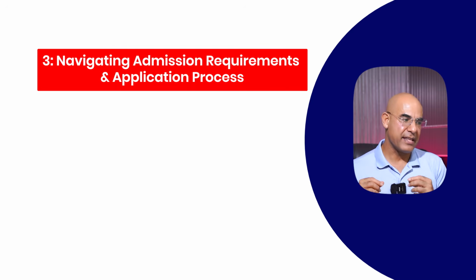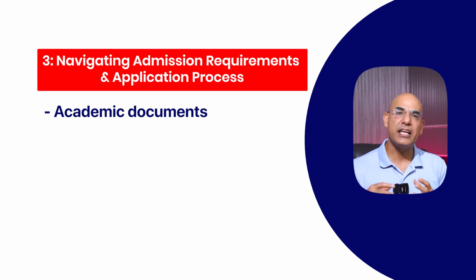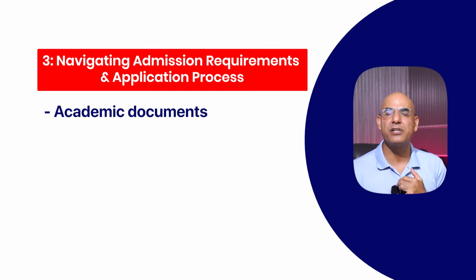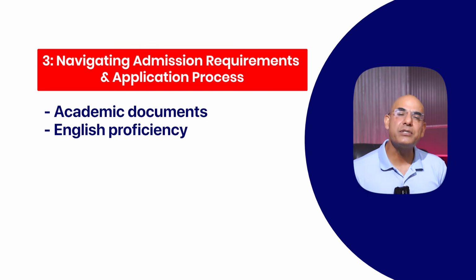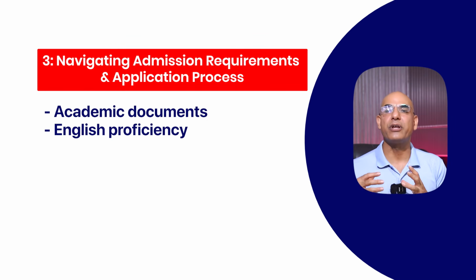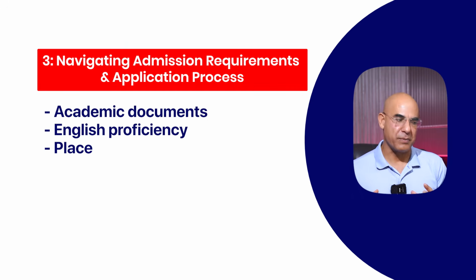Step 3 is navigating admission requirements and the application process. Academic documents: in general, you'd be required to have either a high school certificate, FSC, intermediate, or A levels to get into the community college. Sometimes you might have to evaluate your high school diploma. English proficiency: you might be required to take TOEFL, IELTS, Duolingo, or PTE. Sometimes they may provide you a waiver for your English proficiency requirement based on the certificates you can get from your high school.